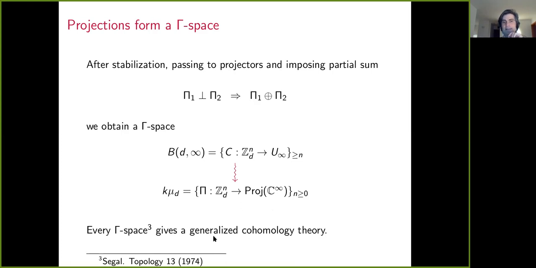Now, every gamma space gives a cohomology theory. There's a recipe for that, which is explained by Segal. And once we pass from this stable space to this K mu D, which is the gamma space of projectors, then we can actually compute everything about this space, all the homotopy groups and everything.